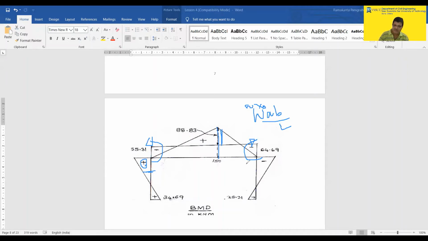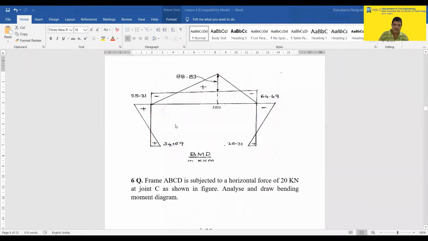Anti-clockwise is 64. But from this side, clockwise is positive. So that is where it is negative. And here anti-clockwise is positive, so it is giving positive. So it is minus, this is plus. So this is the bending moment diagram for this problem. And once you draw the bending moment diagram, the problem is completed. Let us go to the next problem.